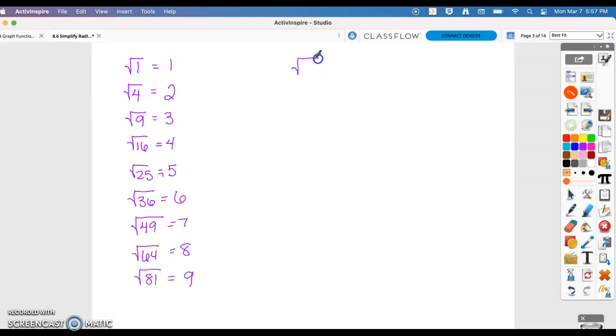Over here we can do the square root of 100 is 10. The square root of 121 is 11. The square root of 144 is 12. And if you guys remember, a root basically is just a number times itself that many times. So in this case, these are perfect. They come out nice.